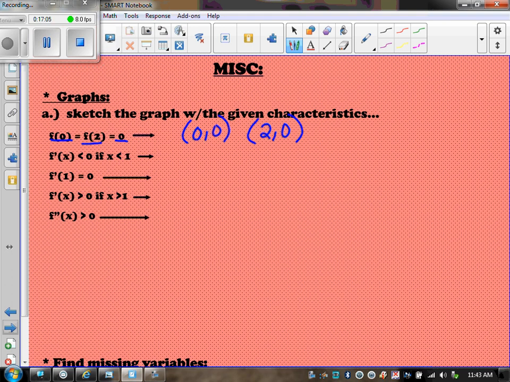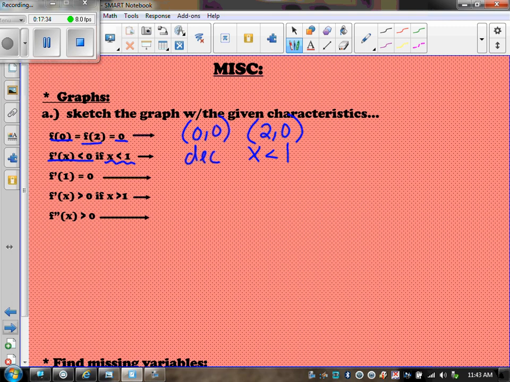The second thing that it tells us is that my first derivative is negative. What does it mean on my original function for my first derivative to be negative? What does first derivative tell us? Increase, decrease, right? And so if it's negative, then I know that my graph should be decreasing when? For all values less than 1. So my graph is decreasing for all values that are less than 1. So to the left of 1, my graph should be decreasing.